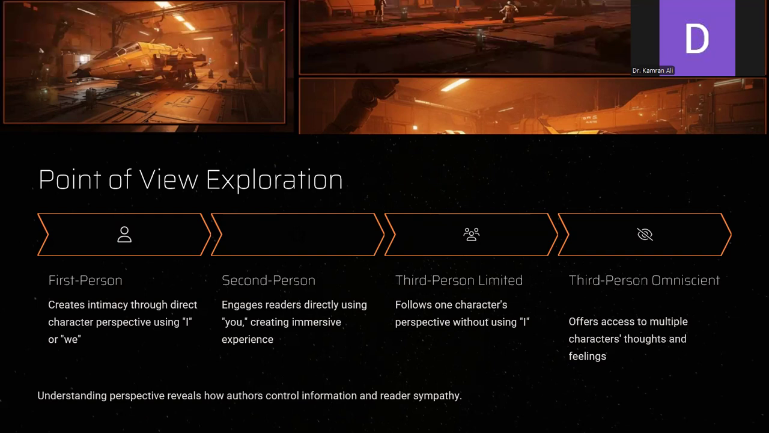And the third person limited follows one character's perspective without using I. That means the writer knows a lot about the character, but in a limited way, right? The third person omniscient offers access to multiple characters' thoughts and feelings. The writer can also reflect on what the characters are thinking, and can show their thinking, share with the reader, and all that. If you understand all of this, these points of view create certain effects, right? And those effects you have to talk about.